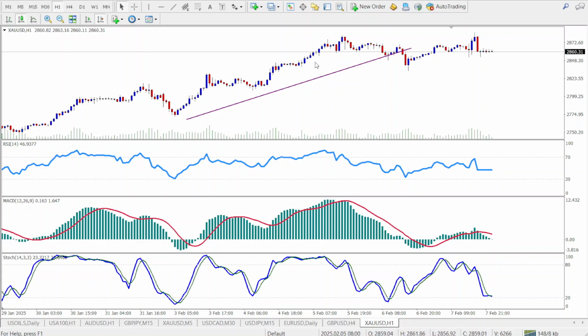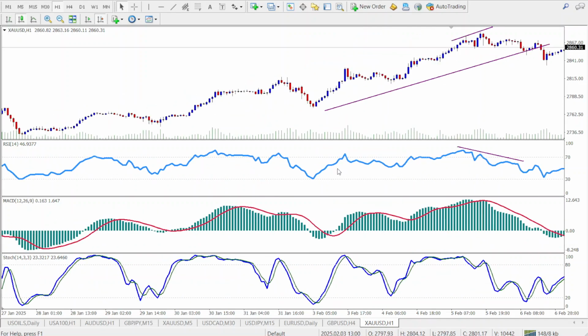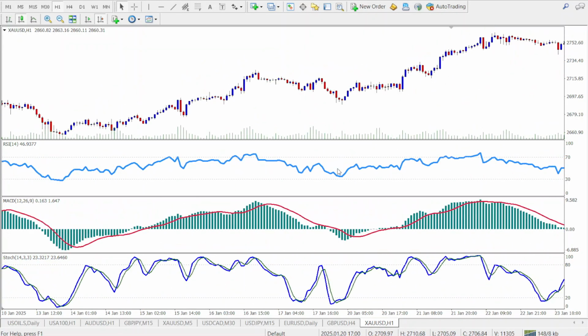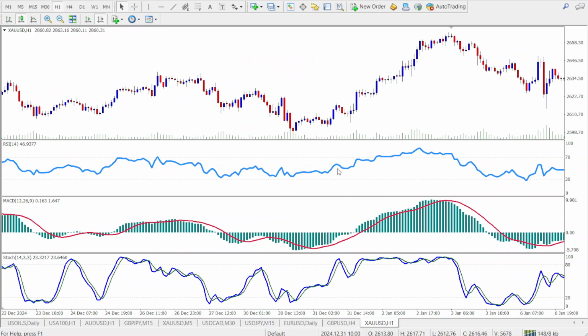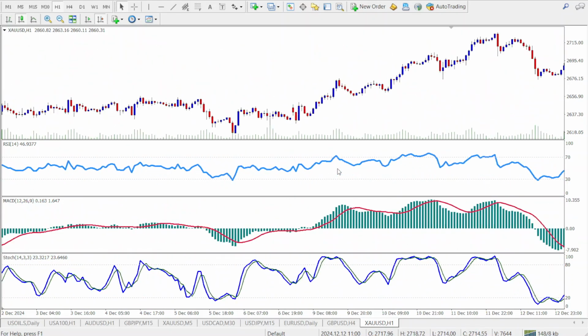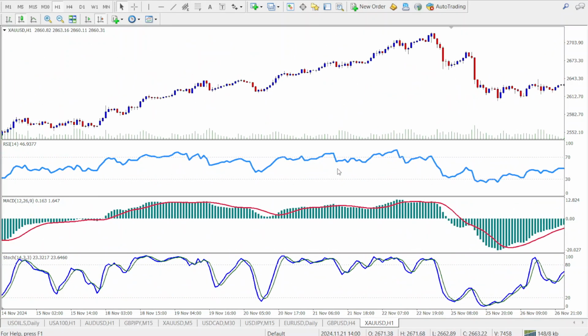When price is forming higher highs, let's just see if we can find an example. Okay, I think we have a brief example here. You can see we had higher highs there. When price forms higher highs, while the indicator forms lower highs, it's a bearish divergence. Or when price forms lower lows, while the indicator forms higher lows, it's called a bullish divergence.